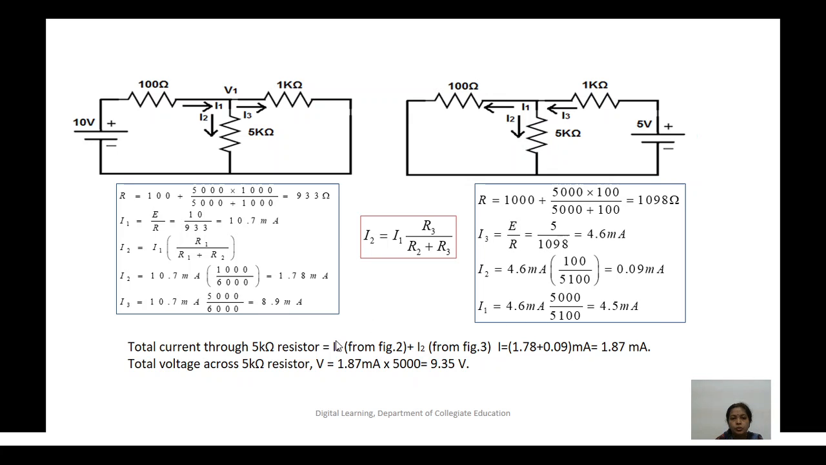Similarly find I1. So if you want the total current through 5K when both the sources are there, then add the current from the first, this figure 2, and add the current from figure 3. So you get 1.87 milliamps. So voltage is total current into total resistance, that is 9.35 volts. So by finding individual currents, we take the algebraic sum of the currents and calculate the net current. This is the current that we get when both the sources are present.